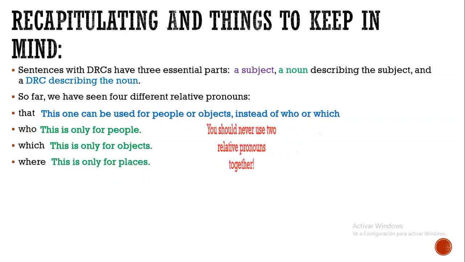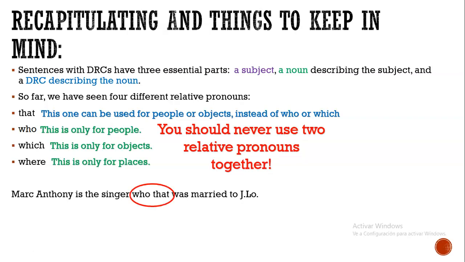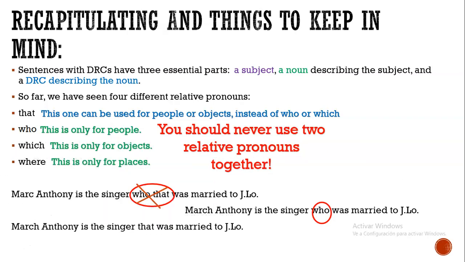But be very careful, guys. You should never use 2 relative pronouns together. For example, Mark Anthony is the singer who that was married to J-Lo. This sentence is incorrect because we have 2 relative pronouns in the same sentence, who and that is not correct. We could say Mark Anthony is the singer who was married to J-Lo, or Mark Anthony is the singer that was married to J-Lo, but not who and that in the same sentence.